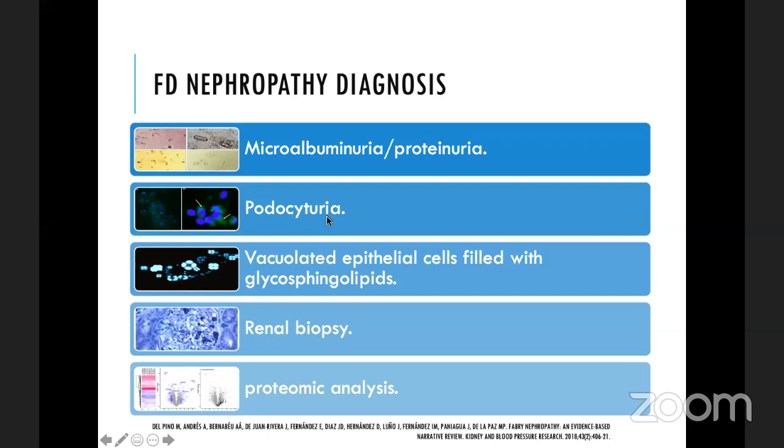Recent case reports indicate that the appearance of podocyturia sometimes precedes proteinuria, and it is considered an early biomarker for kidney damage. This is a vacuolated epithelial cell filled with glycosphingolipid, which can also be seen in the urine, giving the appearance of a Maltese cross. After this finding and after clinical association, we need to confirm the diagnosis by renal biopsy plus or minus proteomic analysis.